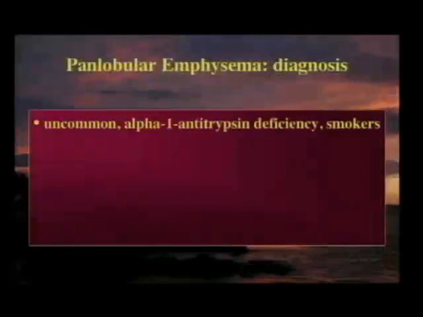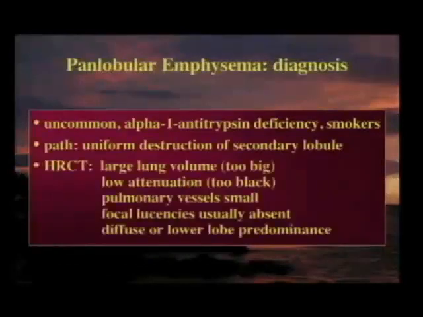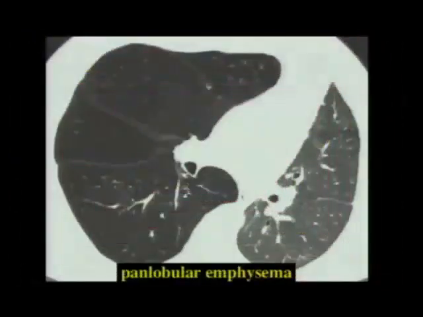Panlobular emphysema is uncommon. It's associated with alpha-1 antitrypsin deficiency, sometimes seen in smokers. Pathology shows uniform destruction of the secondary lobule. High-res CT shows lungs that are too big, too black. Pulmonary vessels appear very small within the abnormal lung. Focal lucencies, or bullae, or focal areas of lung destruction, are usually absent. And this will appear diffuse or have a lower lobe predominance.